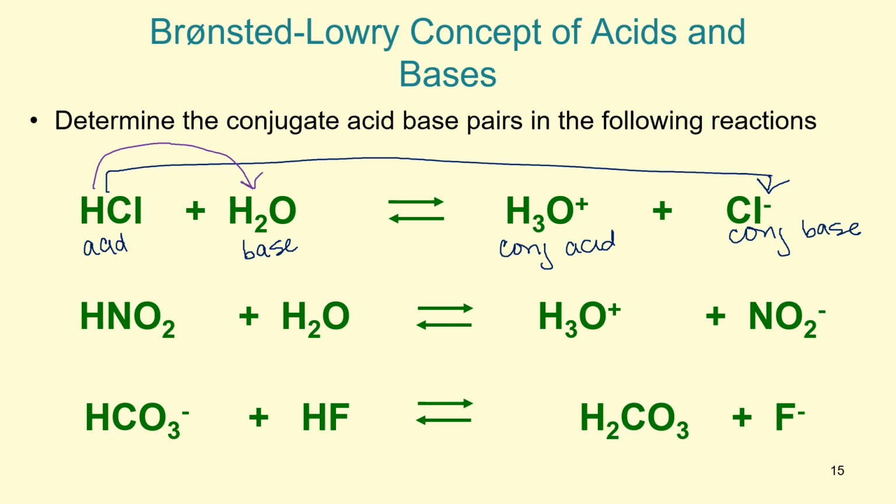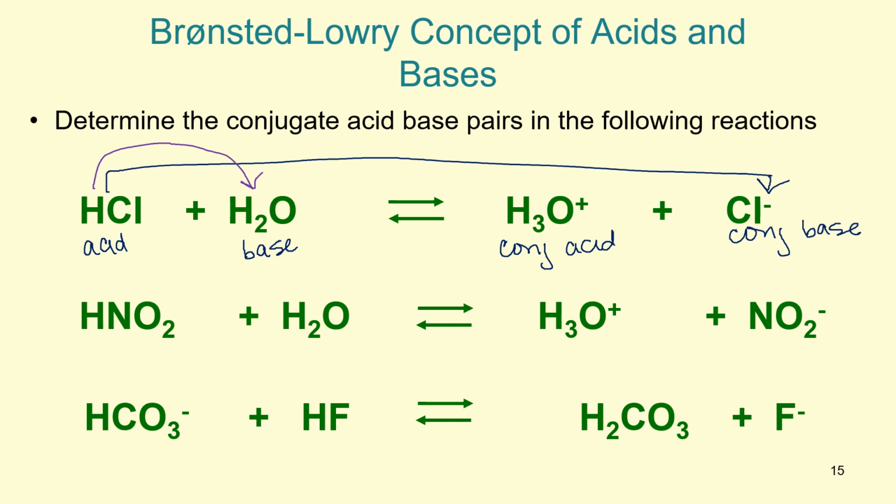And what we'll see later is we'll be able to predict this because it depends on which acid is stronger, which one's more likely to give up the H+. So it's kind of like a tug of war for the H+, who wants it more. Anyway, let's look at the second example.